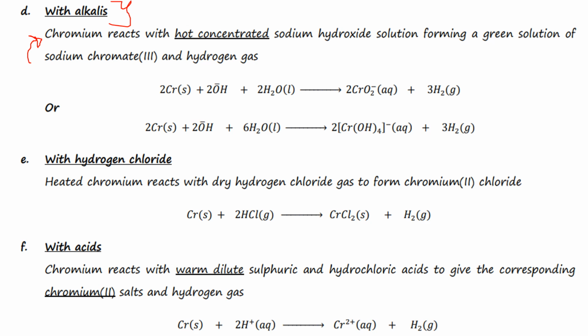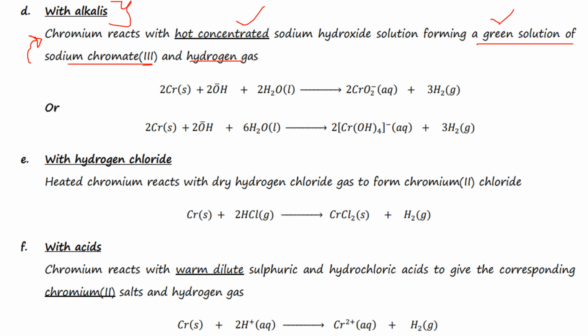So what we say is that chromium reacts with hot concentrated sodium hydroxide solution, forming a green solution of sodium chromate(III) and hydrogen gas. Now here, giving an observation may not be vital. What is needed in the statement are the conditions together with the product being formed. So another student can say, chromium reacts with hot concentrated sodium hydroxide solution, forming sodium chromate(III) together with hydrogen gas.